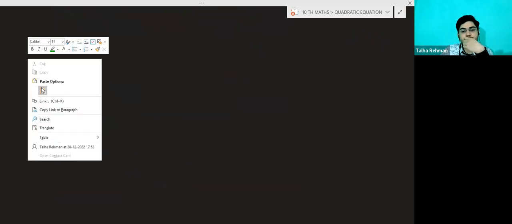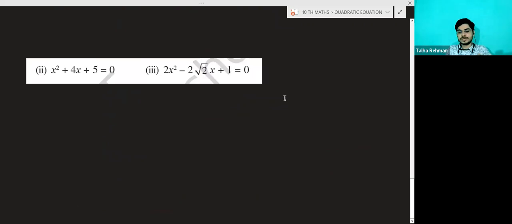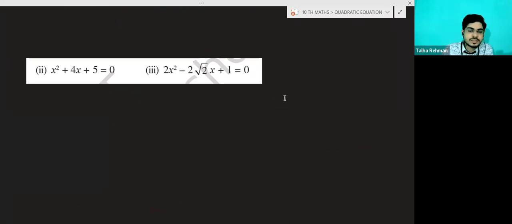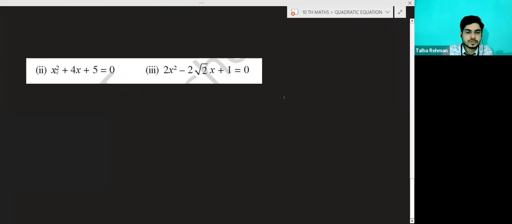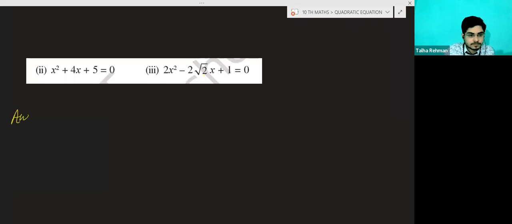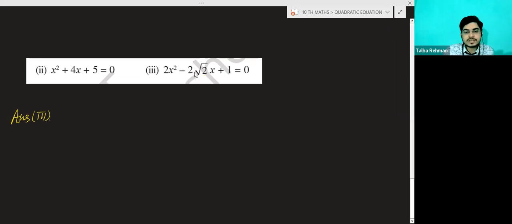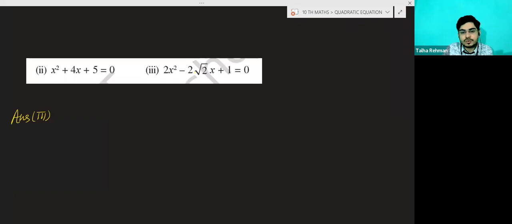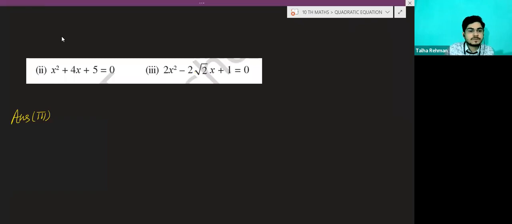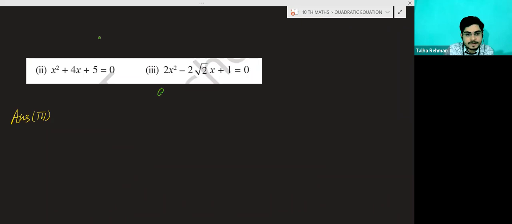So these questions we will solve. First question I will solve, second question you will solve, or either I will solve the third question, means this question, or this question you should solve. Okay, so third I am solving. This is the third question: 2x square minus 2 under root 2 x plus 1. So a here is 2, b here is minus 2 under root 2. What is c? C is equal to 1.